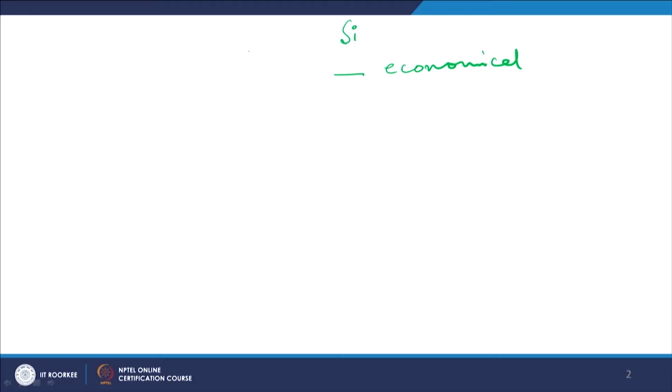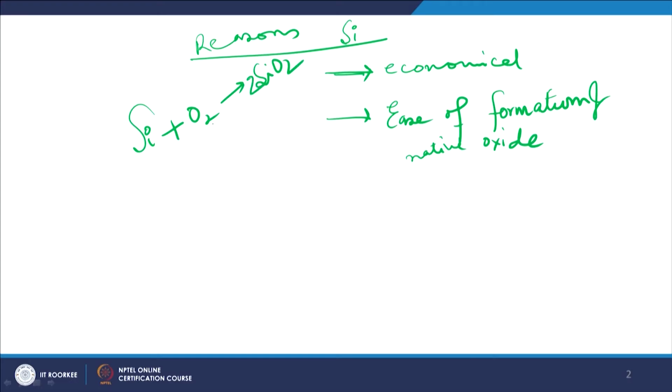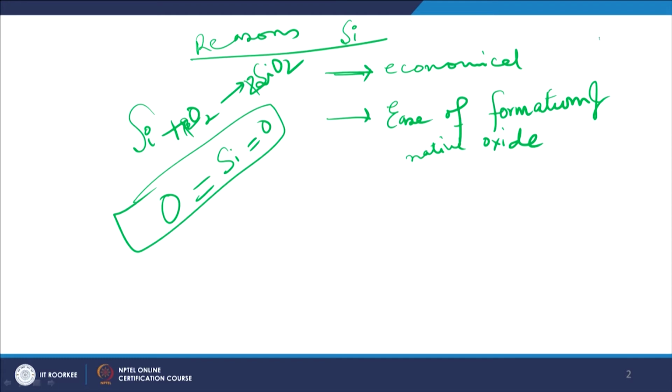So, the reasons for using silicon: first, it is pretty economical, and the second is ease of formation of native oxide. If you leave even a simple silicon wafer out, it mixes with oxygen to form silicon dioxide, which means the silicon automatically forms a double bond with oxygen and forms silicon dioxide. So, formation of native oxide is very easy.